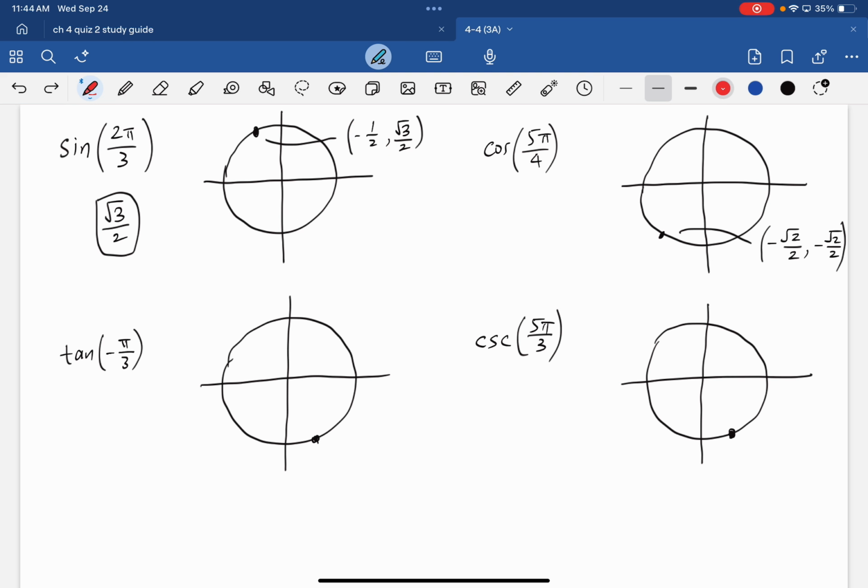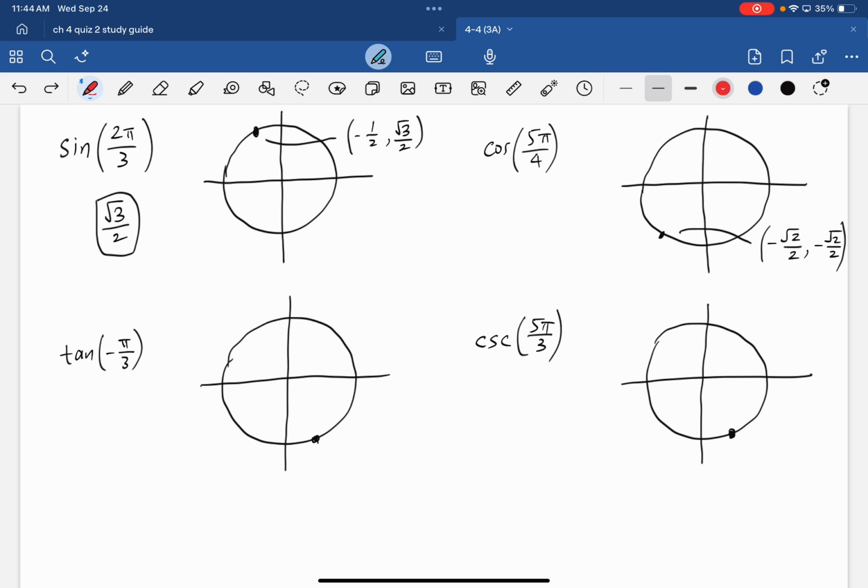So sine is always y? Mm-hmm. Remember tangent is sine over cosine, so we'd have to find both of them and then divide them. Cosine is always the x coordinate because c comes before s, so cosine is x, and sine is the y coordinate. So after we've found the coordinates of this point, 2 pi over 3, the y coordinate is root 3 over 2, so that's the sine value. Okay?